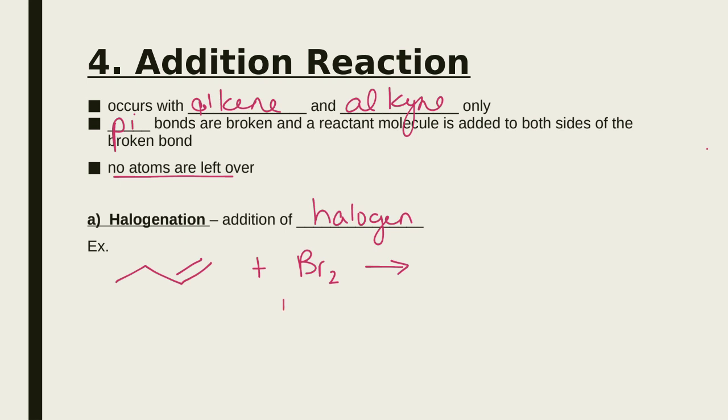And so what would happen is we know that bromine bonds to itself like this. And like a magnet, these bromine atoms are attracted to both carbons that are being circled by the pi bond. The pi bond gets broken, and then your bromine atoms get added in to the carbons that held the pi bond.